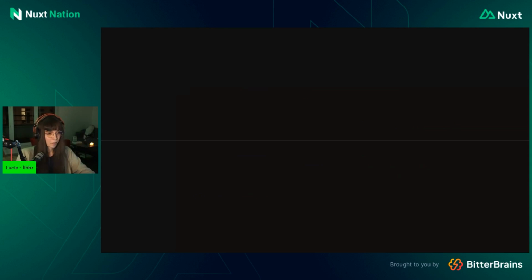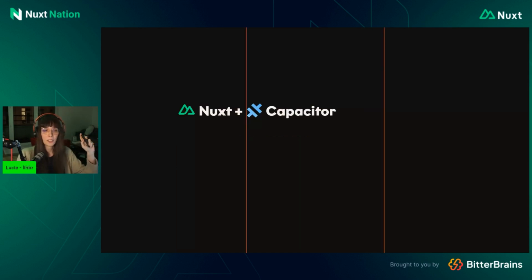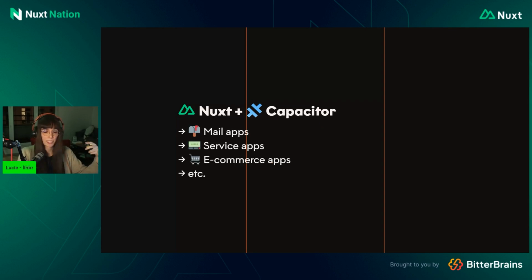So, okay, I know we're talking about a lot of things, but one thing I want to make sure in this talk is that I want to acknowledge that we won't all be making camera apps here. But my story is just an example. We can make all kinds of apps with Nuxt and Capacitor. We can make mail apps, service apps, e-commerce apps, and so on.